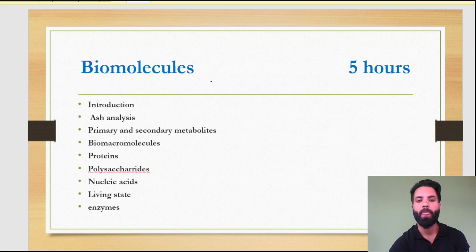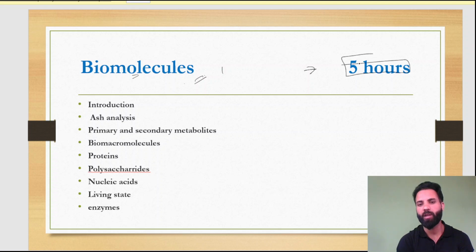Then there is biomolecules, and most of the students wonder why the biomolecules have been placed in biology. It should have been placed in chemistry. It's a unit of chemistry, and you will find it in the 12th class chemistry. Now biomolecules is a very lengthy unit, and that's why I have given 5 hours for it. In biomolecules we have to do some analysis.